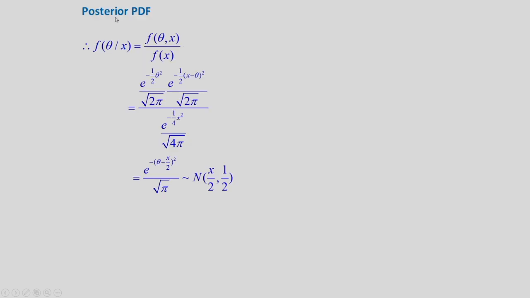We have to find out the posterior PDF f of theta given x. It is given by f of theta, x divided by f of x. If we substitute f of theta, x, we have already seen that it is e to the power minus half of theta square into e to the power minus half of x minus theta whole square divided by root 2 pi into root 2 pi, and f of x will be equal to this quantity, e to the power minus x square by 4 divided by root over 4 pi. And this, if we simplify, we will get e to the power minus theta minus x by 2 whole square divided by root pi. This is a normal distribution with mean x by 2 and variance half.